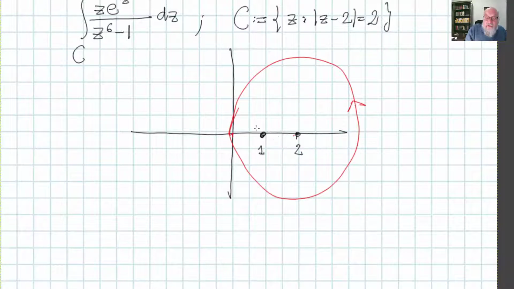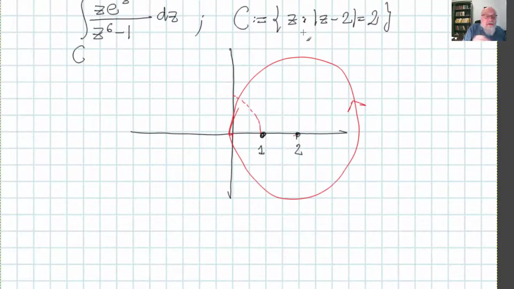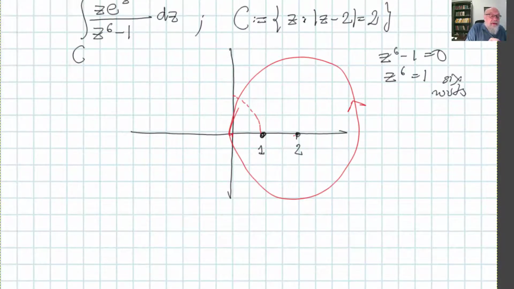Of course, we also have the roots of this equation, z^6 minus 1 equals 0. z^6 equals 1 has 6 roots, and we know where they are located. They are located on another circle, the unit circle.